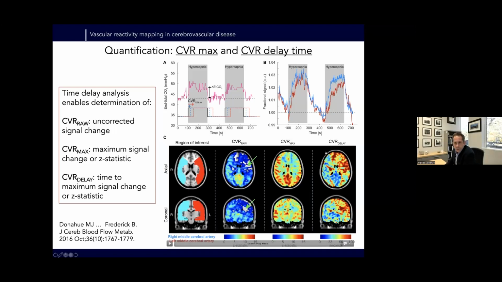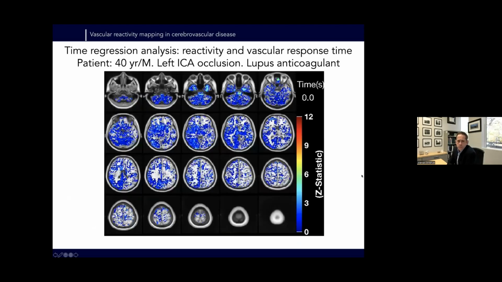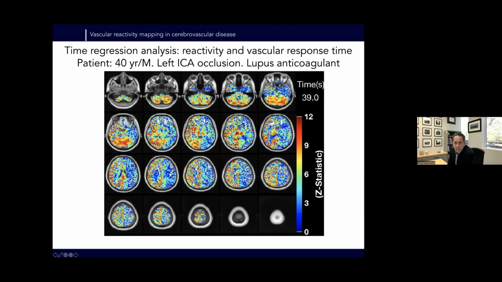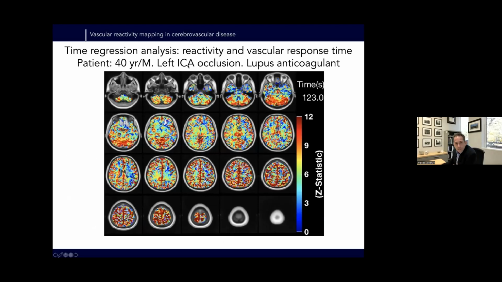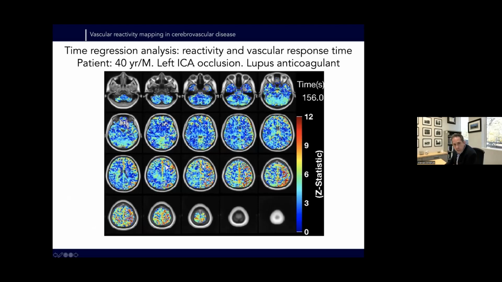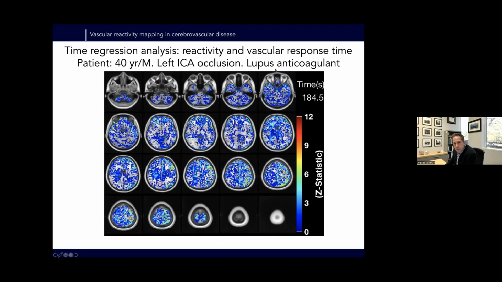So this is just an example of what that looks like for one participant, where you can calculate the maximum reactivity in this hemisphere here. You can see it's reduced through the ACA-MCA territory here, and the reactivity delays are increased here. So it's consistent with this time course. What we do now in all the participants is we make these maps and these movies of how long it's taking the vessels to react. This is a patient we scanned 2 days ago, with left internal carotid artery occlusion near the terminus, and who also has lupus anticoagulants.